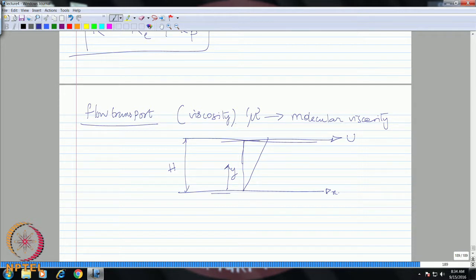So, the maximum velocity will be at the top plate, u, to satisfy the no slip boundary condition, and at the bottom plate this is fixed. So, this will be 0 velocity, and between these two you have linear variation. In fact, u of y will be simply u into y by h.